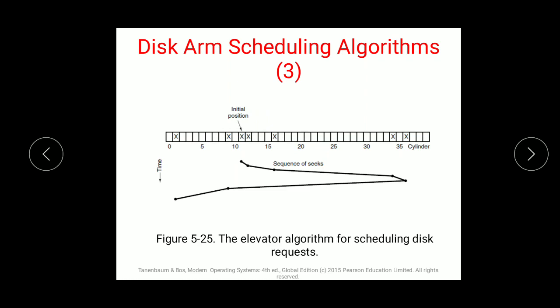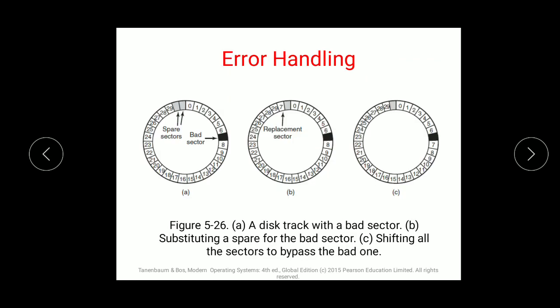Then the next is the elevator, you can say the scanning algorithm, for scheduling disk requests, that is how the initial request is processed by the algorithm. Then next is error handling, how do you handle the error.